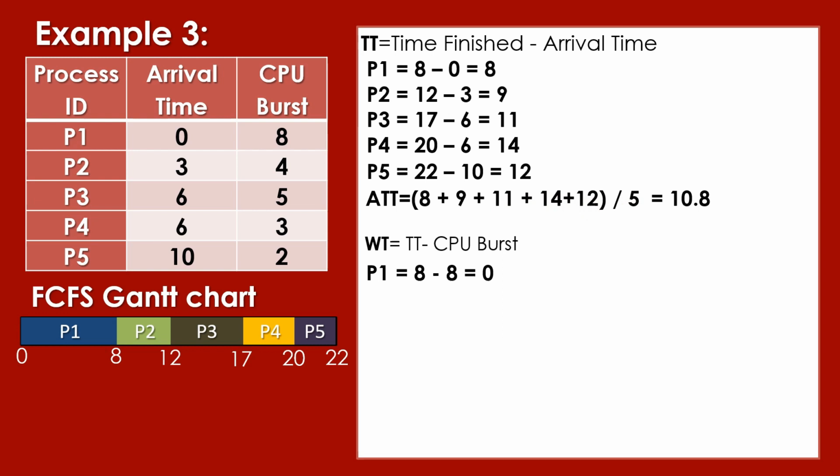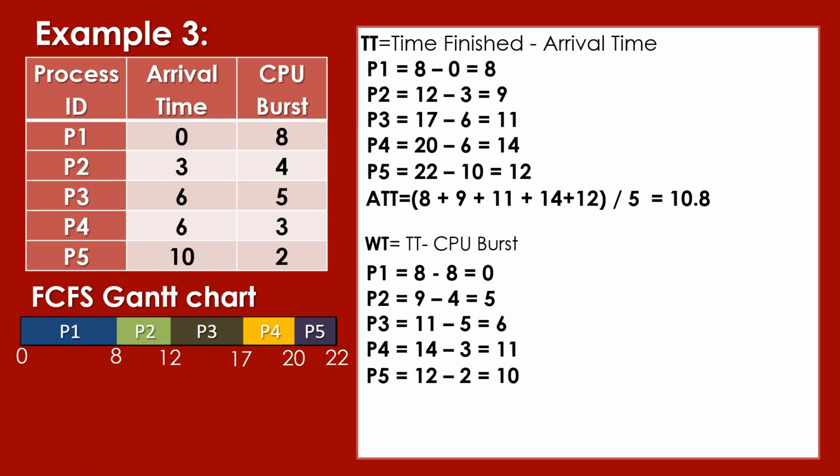Then, let's compute for the waiting time. For the P1, meron siyang 8 na turnaround time and the CPU burst is 8. So, hindi na siya naghintay pa. Walang nasayang na time sa kanya. Then, for P2, meron siyang turnaround time na 9. Then, meron siyang CPU burst na 4. So, 9 minus 4, that is equal to 5. P3, 11 minus 5, that is 6. P4, 14 minus 3, that is 11. P5, 12 minus 2, that is 10.